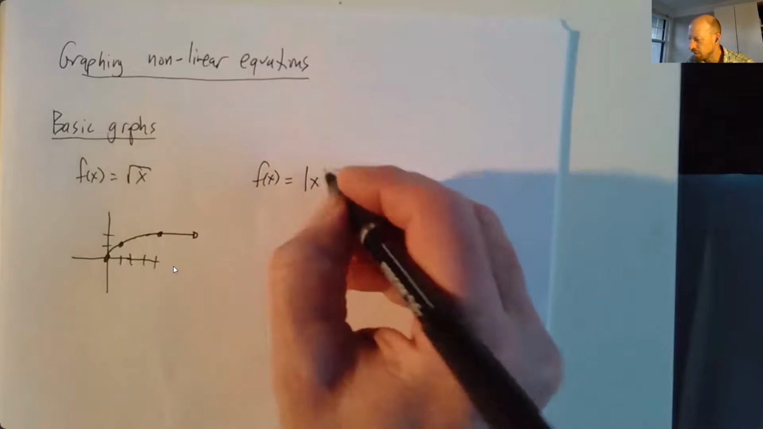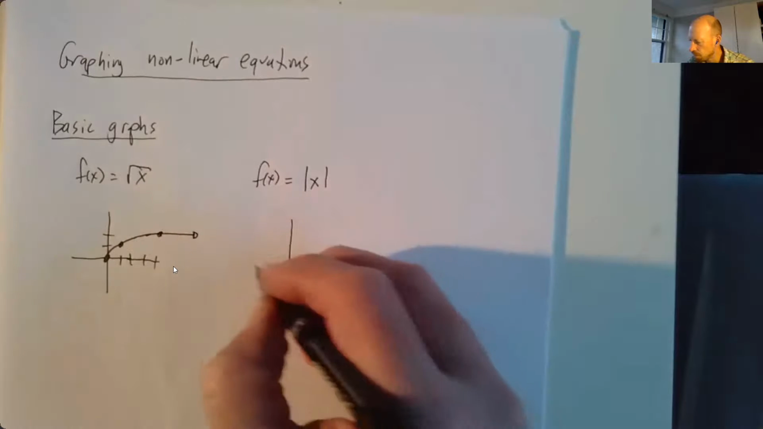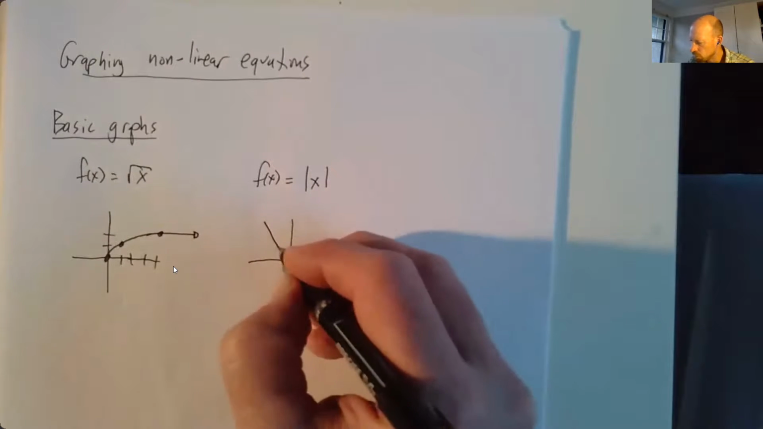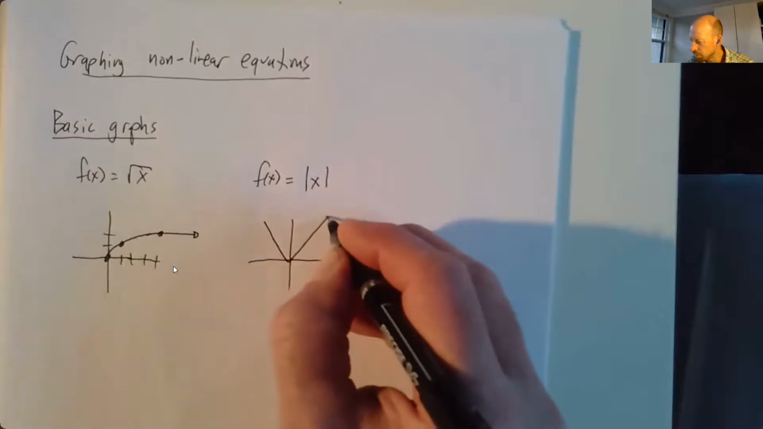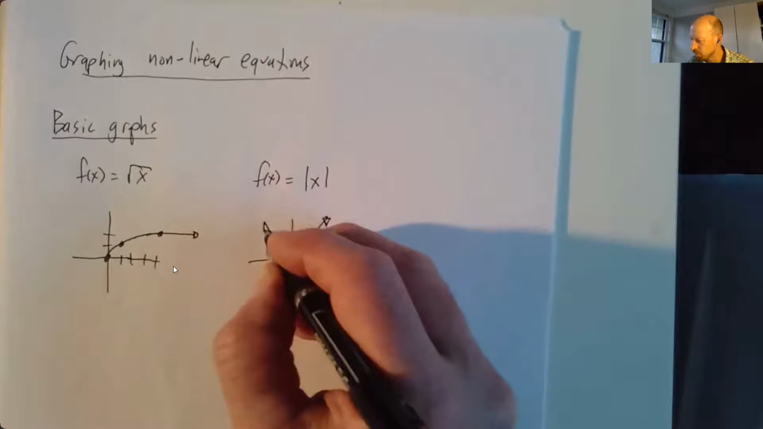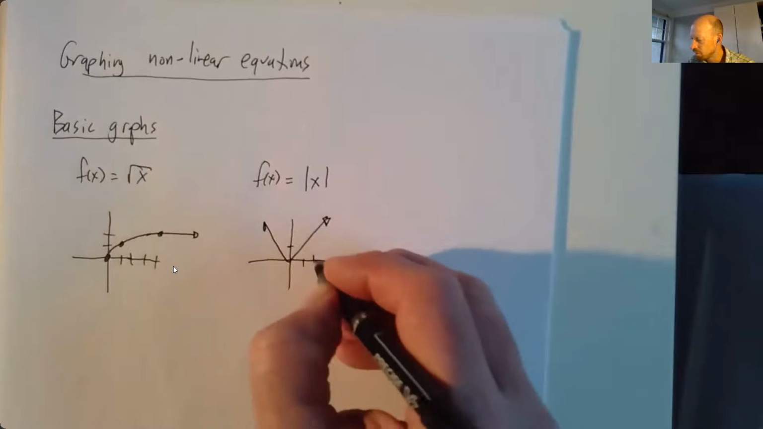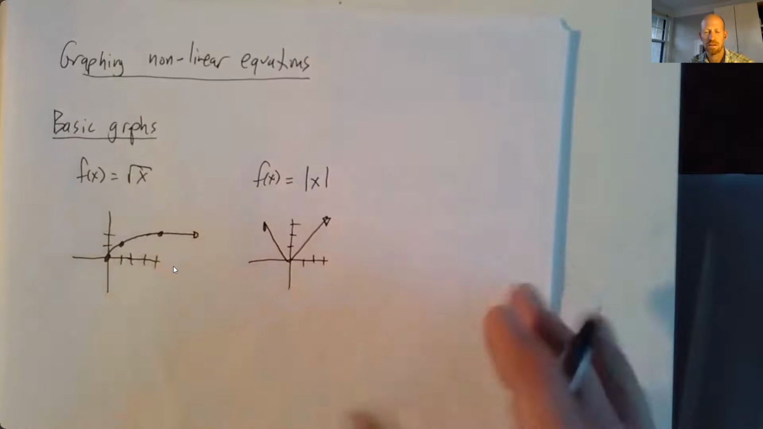Absolute value of x is also a very popular or common one, I should say. Maybe it's not popular. It's just common. Okay, it looks like this V.